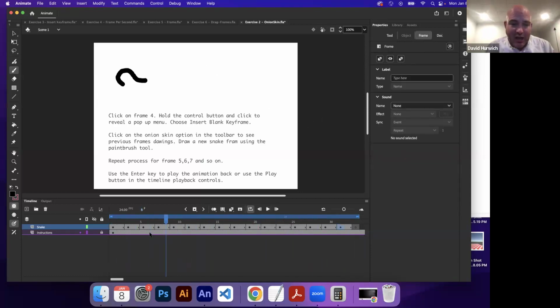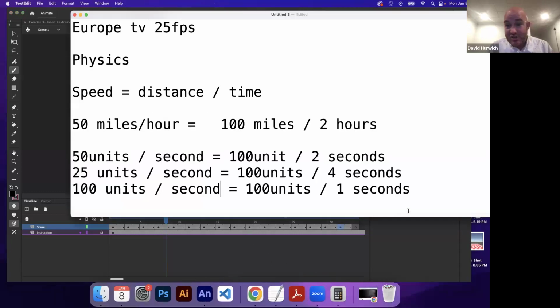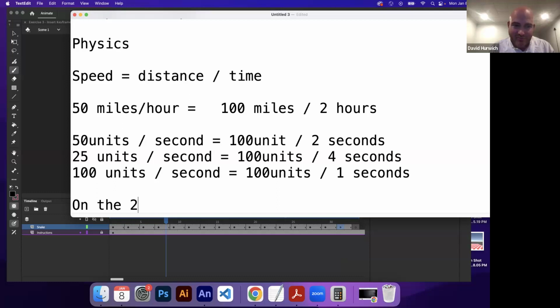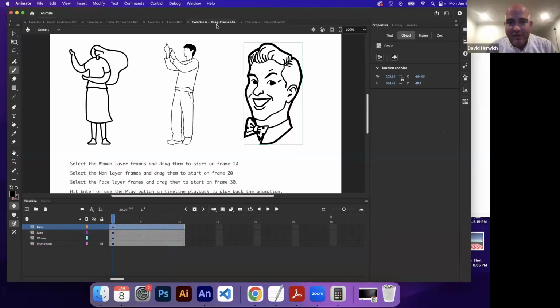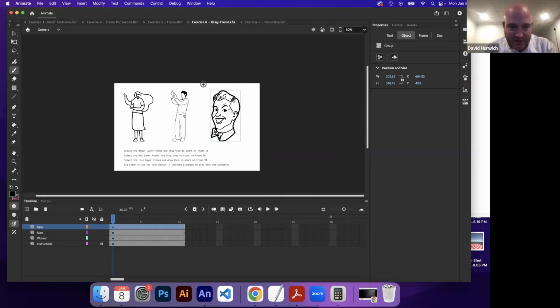This process of taking your image and doubling it using frames, we would call this on the twos, which means you take every drawing and have it last for 2 frames as opposed to 1 frame. If you really want to stretch it, you can do on the threes, which means every drawing lasts for 3 frames as opposed to 1 frame.